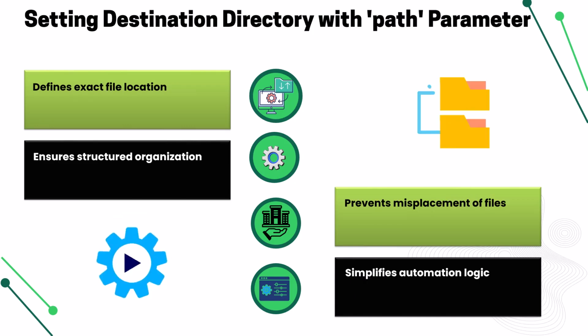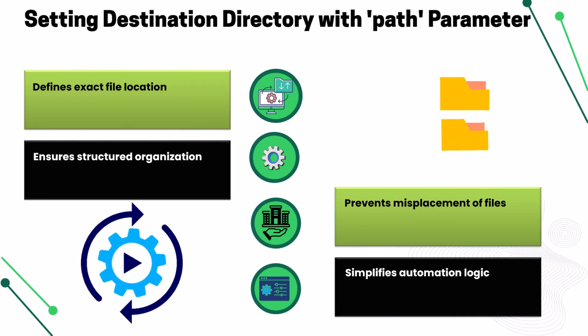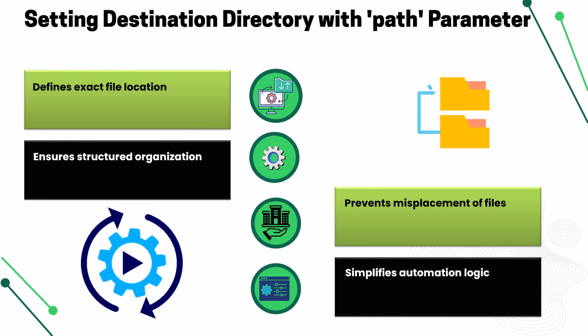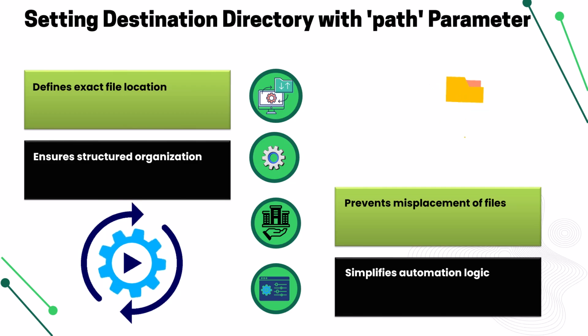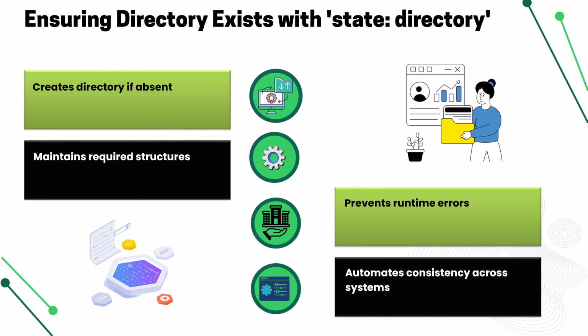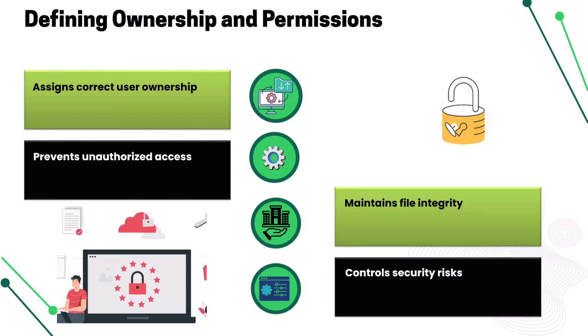Pretty cool, right? The path parameter is like giving GPS coordinates to Ansible. Without it, files might end up where they shouldn't, causing absolute chaos. But with it, everything finds its rightful place. So whether it's logs, scripts, or configurations, Ansible makes sure they land exactly where they belong. Imagine running a task expecting a folder to exist, only to find it missing. A nightmare, right? The state directory parameter ensures that doesn't happen. It's like making sure there's a house before you try to furnish it. Simple yet essential.